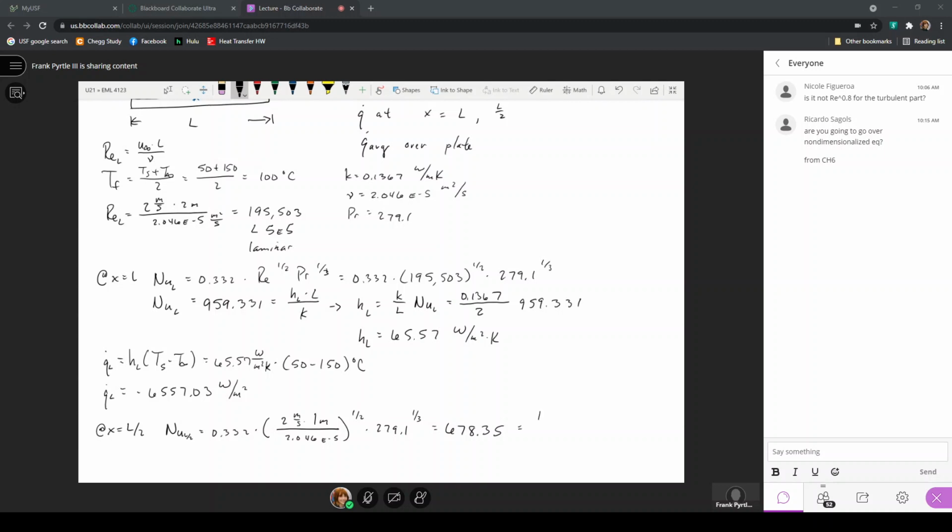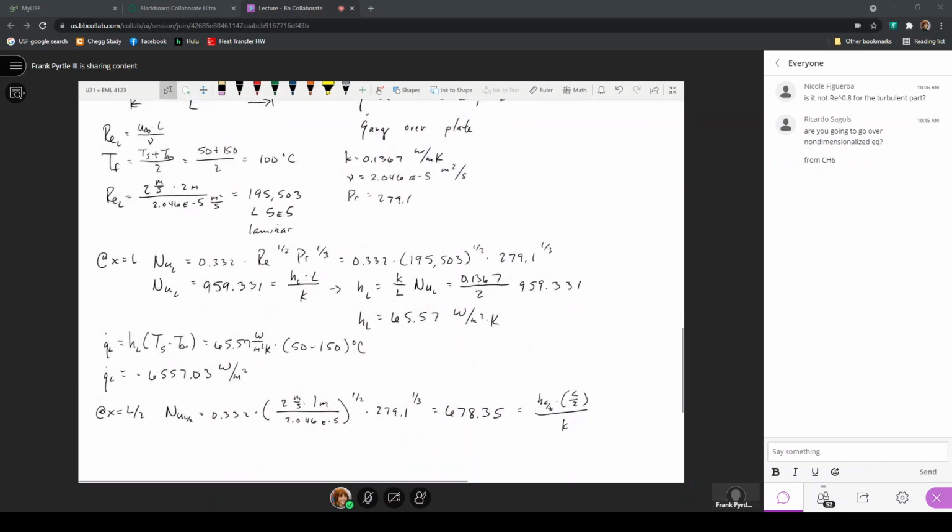This can be set equal to the heat transfer coefficient at L over 2 times the position that is L over 2 divided by the thermal conductivity. So the heat transfer coefficient at L over 2 is just K times the Nusselt number. Well, I'll write it this way. K, the thermal conductivity, divided by L over 2 times the Nusselt number at L over 2.